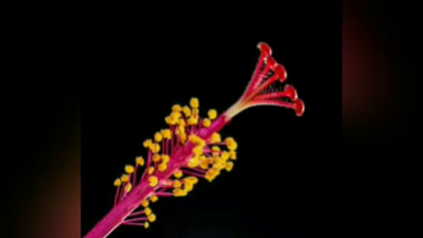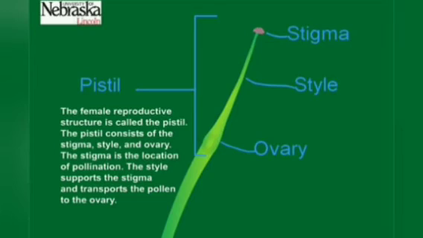Now the next part is where you have stigma, style and ovary. The female reproductive structure is called the pistil. The pistil consists of stigma, style, ovary. The stigma is the location of pollination. The style supports the stigma and transports the pollen to the ovary. So this is the function of stigma, style and ovary.